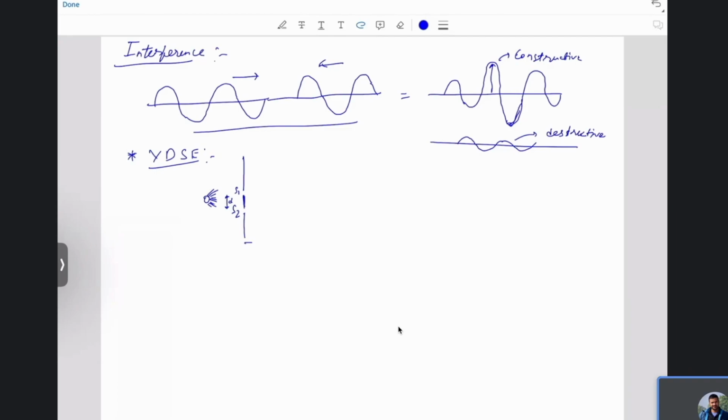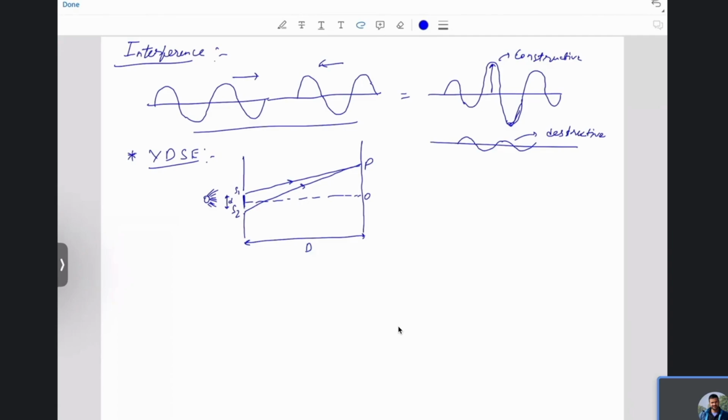and then at a distance capital D, you have a screen, and this is O. So what will happen is that there will be two light rays coming, one from this slit and one from this slit, meeting suppose at this point P.